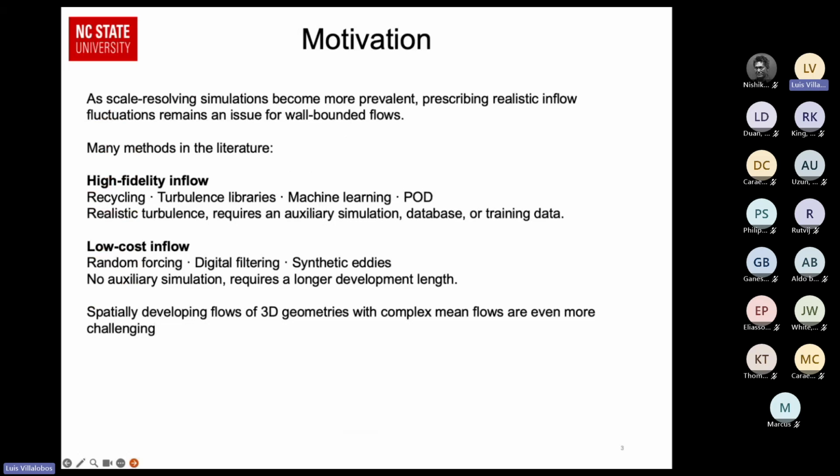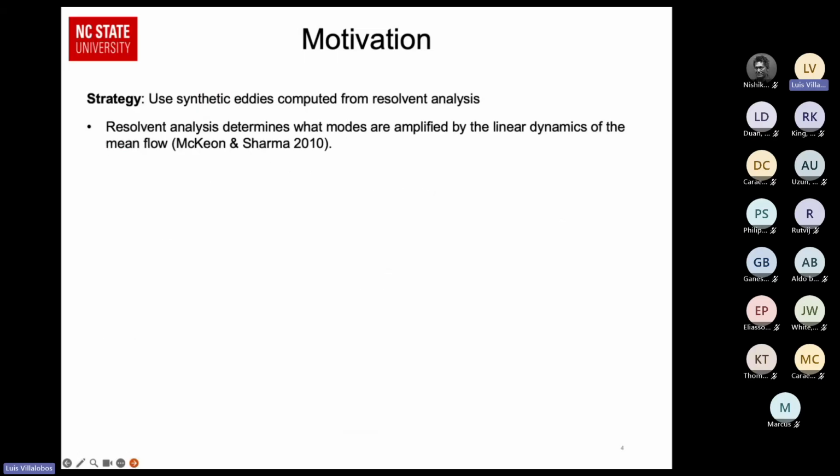And then when you get into the problem of spatially developing 3D geometries that might have secondary mean flows and lots of turbulence and anisotropy, it becomes even more challenging to prescribe inflow for those kinds of flows. So our strategy is that we wanted to have a cheaper method for implementing forcing in our scale resolving simulations that does not require an auxiliary simulation. So our strategy was to use synthetic eddies computed from resolvent analysis.